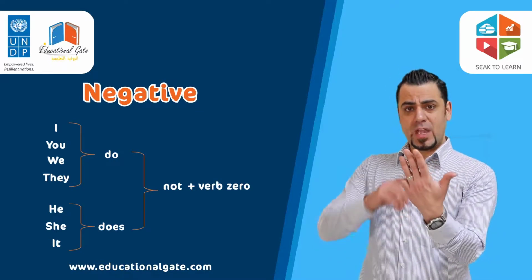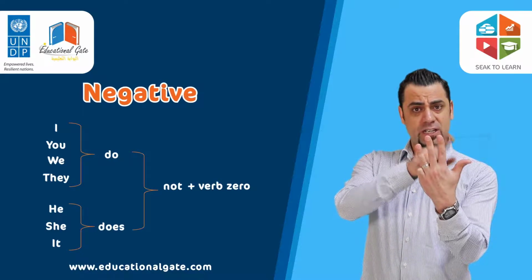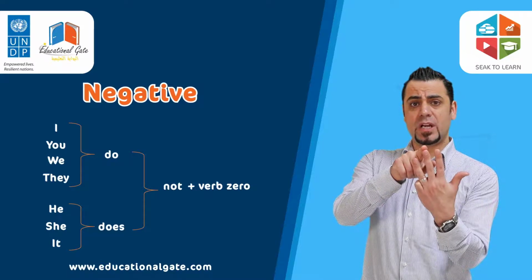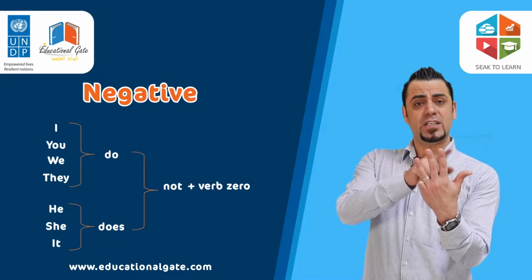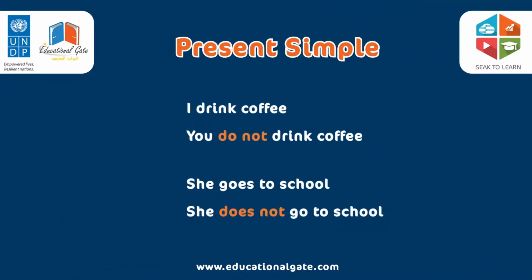Let's have a look here. I do not eat. She does not eat. We do not play. She does not play. Let's have a look at more examples. I drink coffee. Positive sentence. So we need to make it negative. I say, you don't drink coffee. She goes to school. Positive. Doesn't have any negation. Now, she does not go to school.